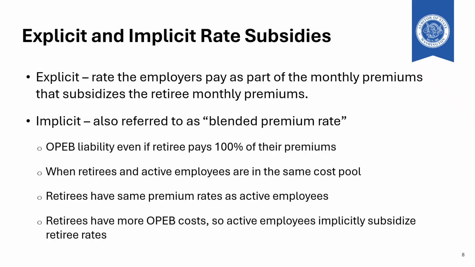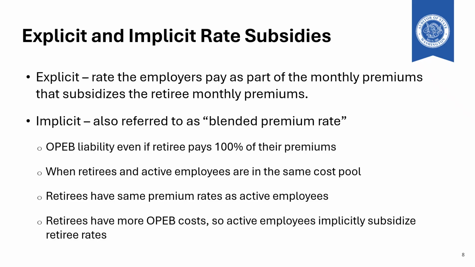Many plans, though, have implicit rate subsidies, which are also called blended premium rate. Sometimes people think that if a retiree is paying 100% of their own premium, then there is no OPEB liability because the government isn't explicitly paying the retiree's premium. However, that is not true.